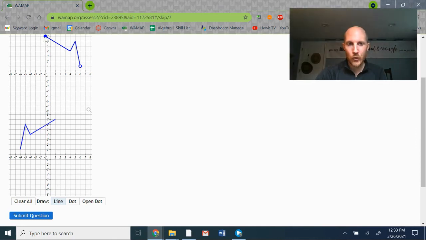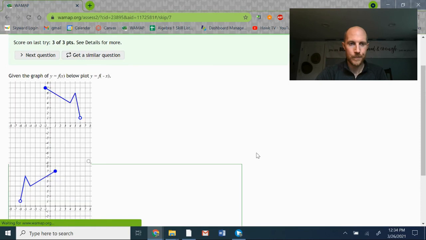So the closed dot was at the negative 1, 7. So I need to draw a closed dot. I'm going to put that here at the positive 1, 7. And then at the other end at 6, 1 in the original graph, or negative 6, 1, is an open dot. So I could click open dot and it will draw that for me. Hooray!